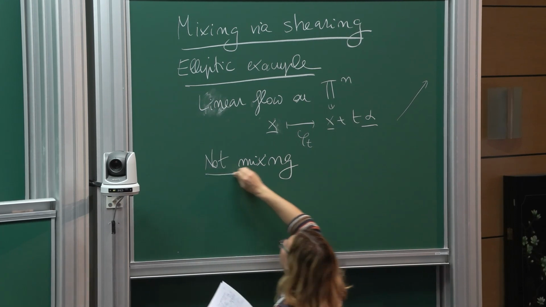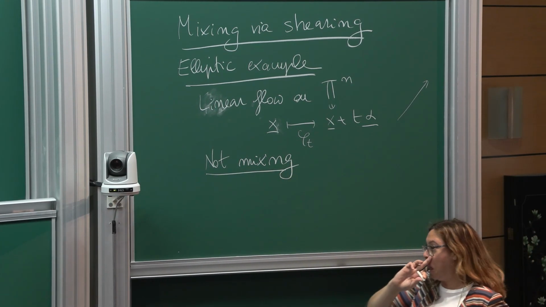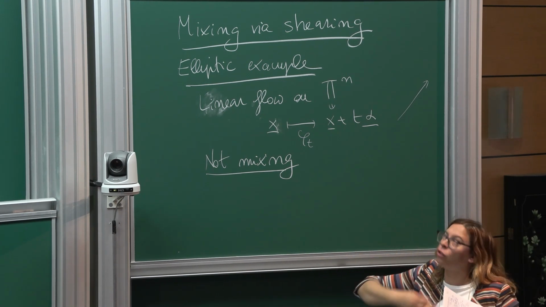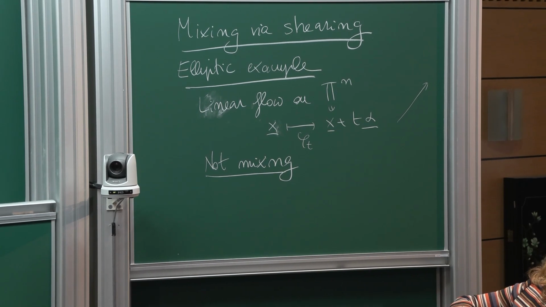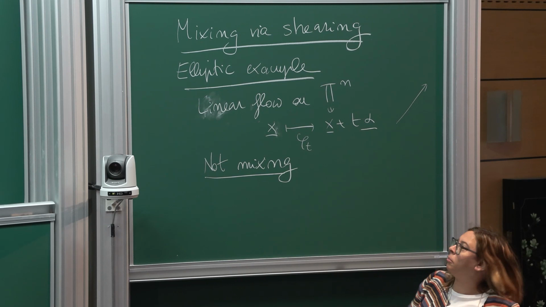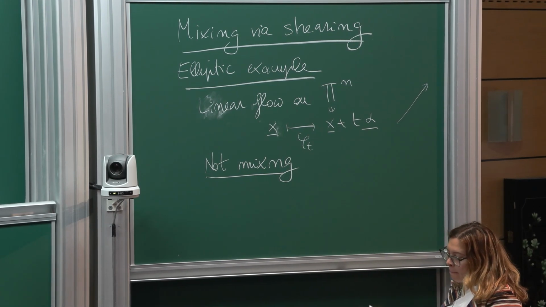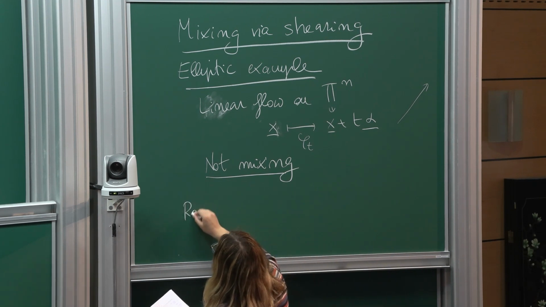And again, you can do it in a similar way like we did last time. You can find the Poincaré section, which is going to be a rotation on the torus of dimension n-1, and the return time will be constant. And like we saw last time, this forbids mixing. But there is a work by Bassam Fayad.